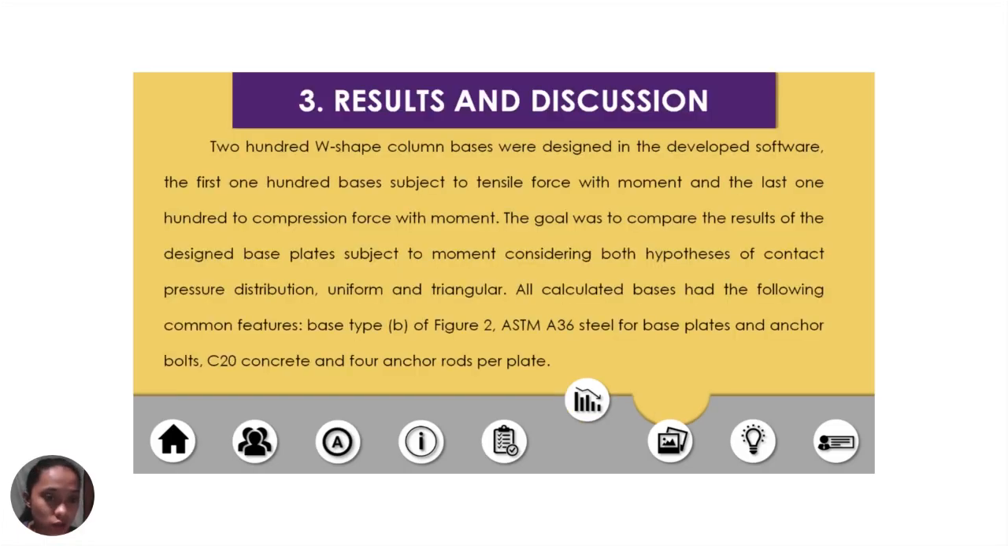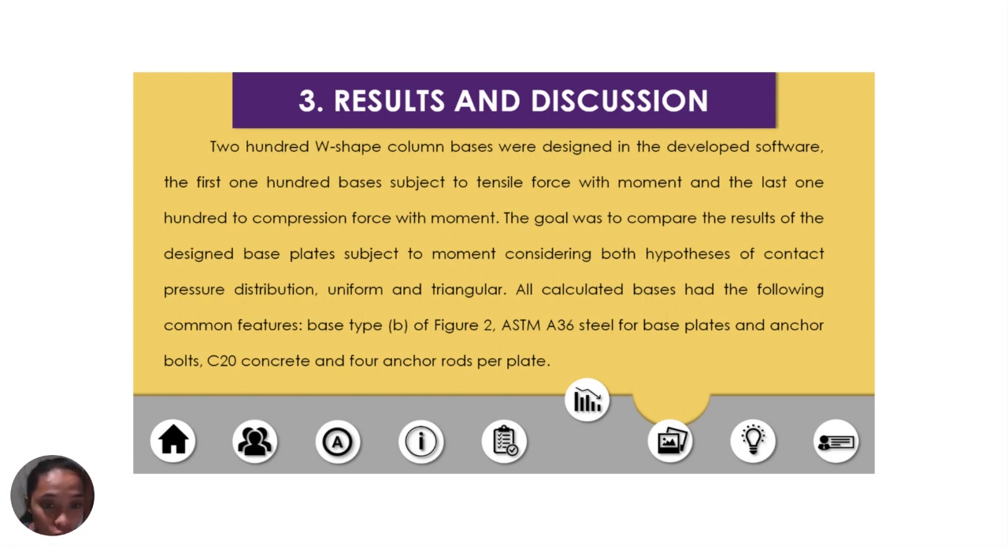Results and discussion. A total of 200 double-T shaped column bases were designed in the developed software. The first 100 bases are subject to tensile force with moment, and the last 100 to compression force with moment. The goal was to compare the results of the designed base plate subject to moment, considering both hypotheses of contact pressure distribution, uniform and triangular. All calculated bases had the following common features.